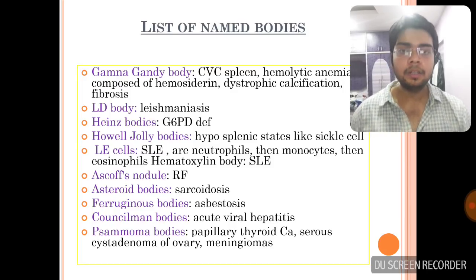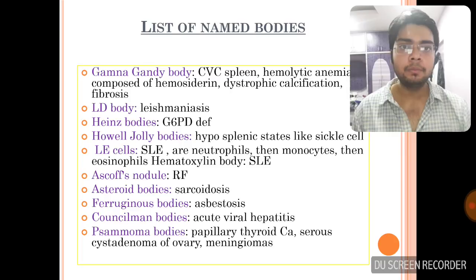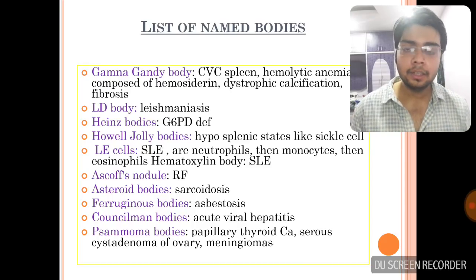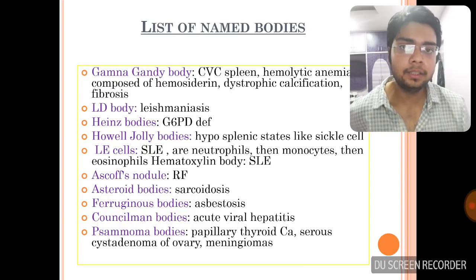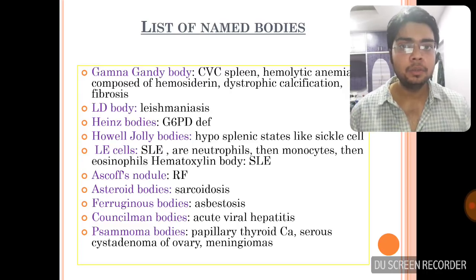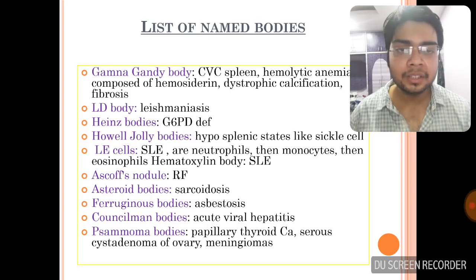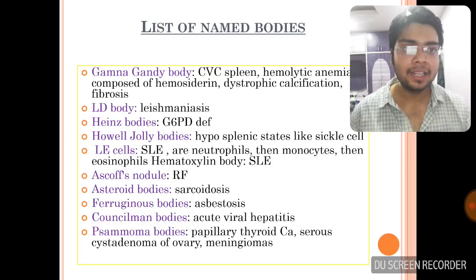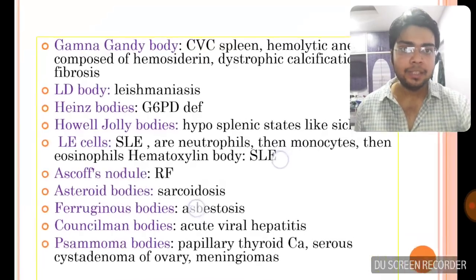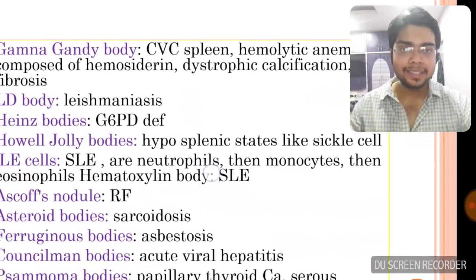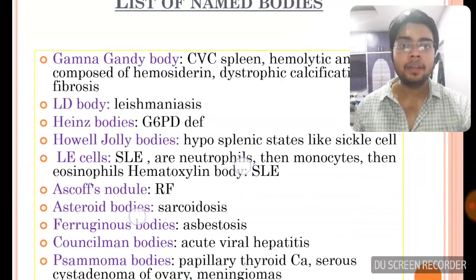Again, very important for this DNB, they ask different bodies. Although in this section I have named around 25-30 bodies, you need to learn more, which I will finish in my next video. But in this I have selected some of the most important bodies which you must know, remember and revise. So Gamna-Gandy bodies are seen in chronic venous congestion of the spleen and hemolytic anemia. They are basically composed of hemosiderin. They are the result of dystrophic calcification and fibrosis.